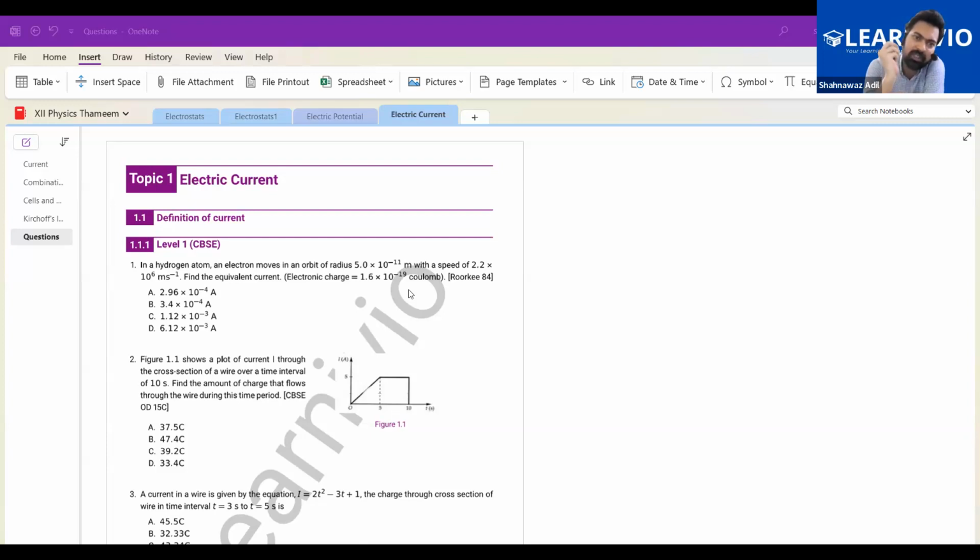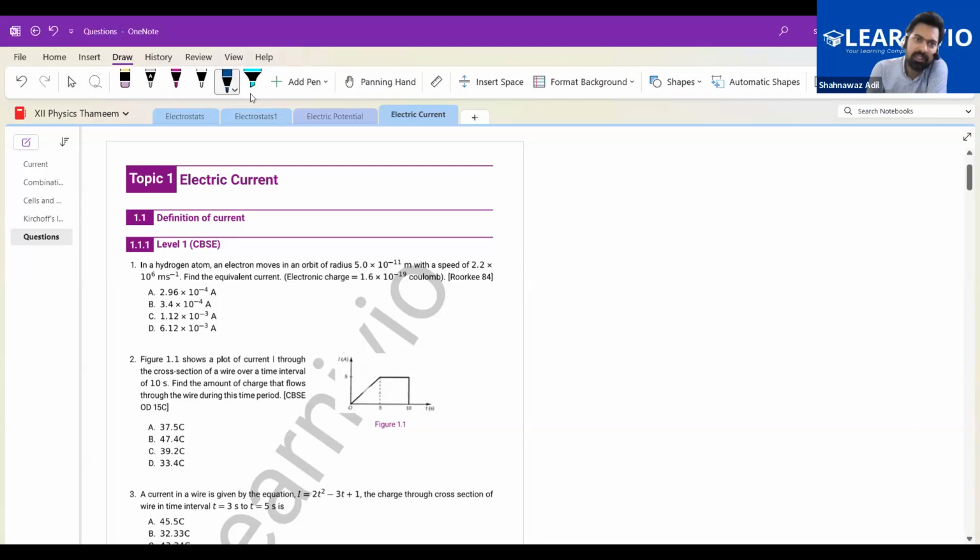The first topic is electric current. And we know what electric current is. This is the rate of flow of charge, so that is the definition of electric current. Let us write what concepts we will be using. So we have current. This is steady current, and this is simply Q by T.